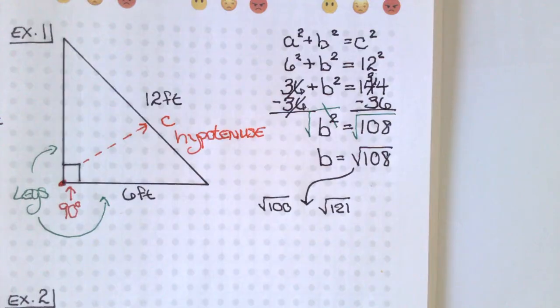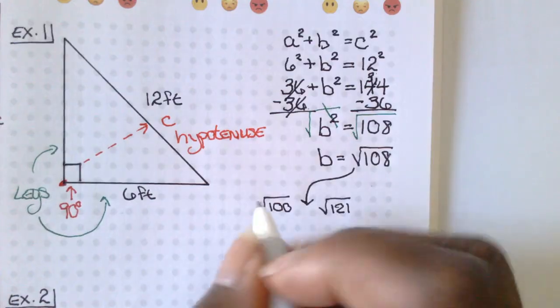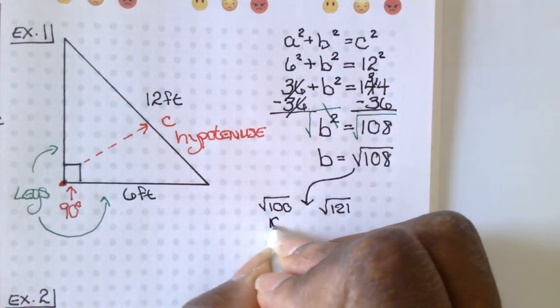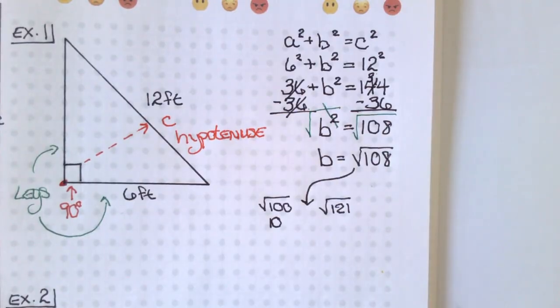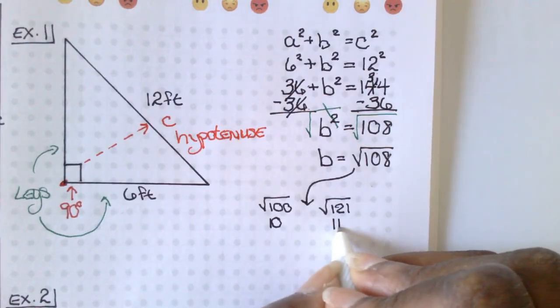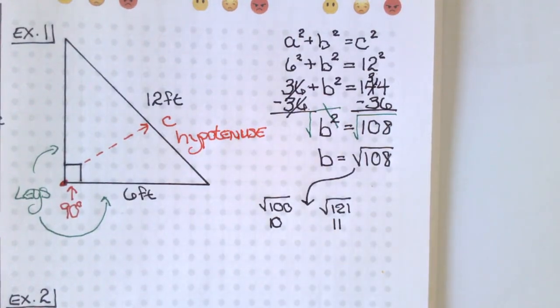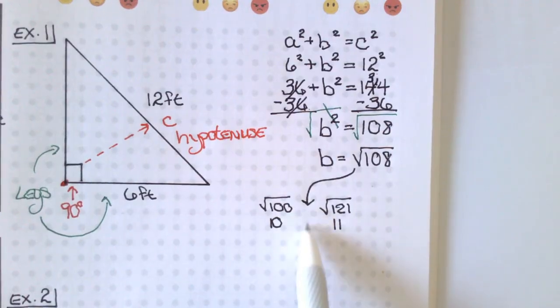Okay? So if I know my perfect squares, because I know the square root of 100 is 10, because 10 times 10 gives me 100, I know the square root of 121 is 11, because 11 times 11 gives me 121. And the square root of 108 is going to fall somewhere in between here.